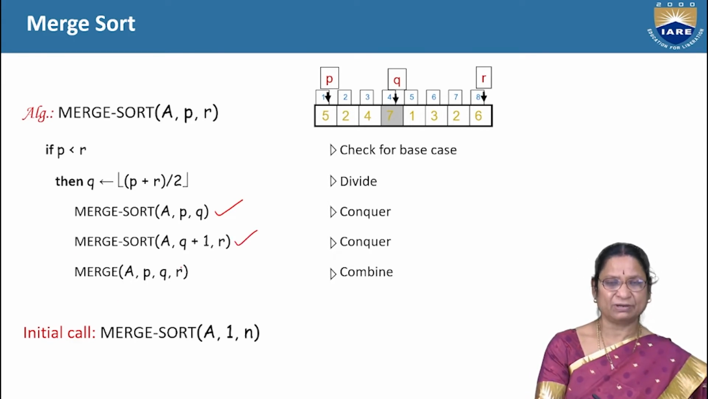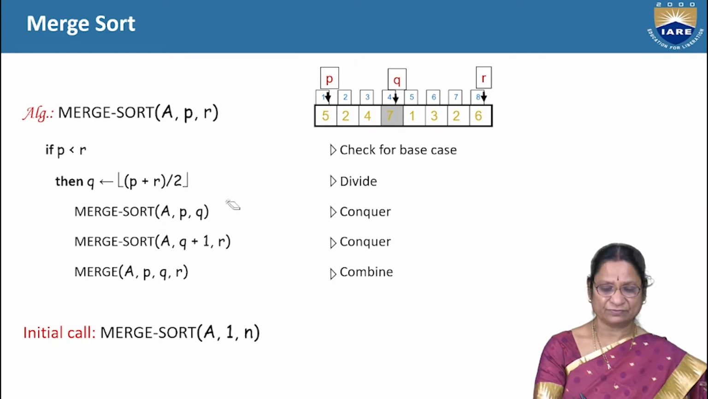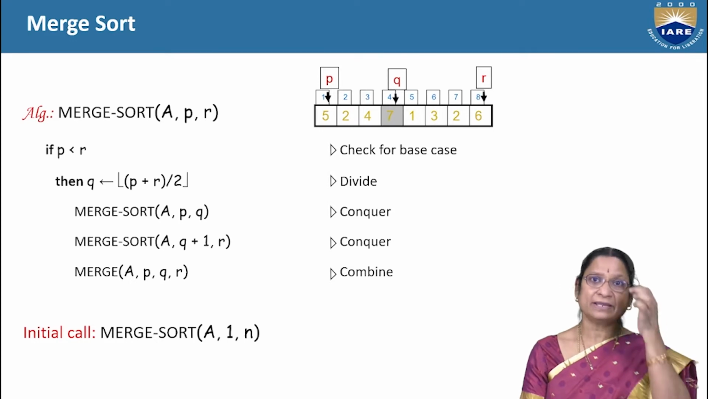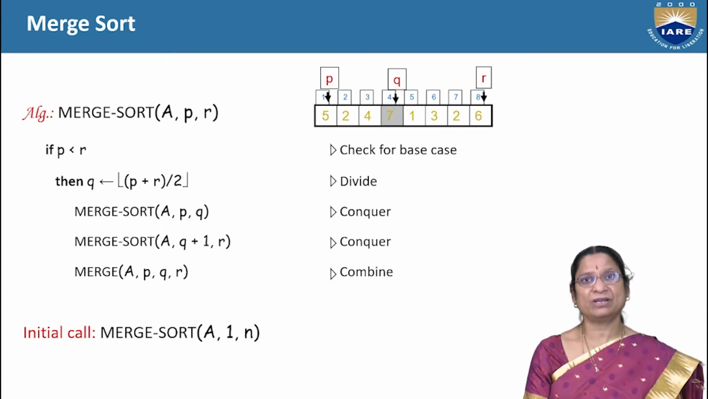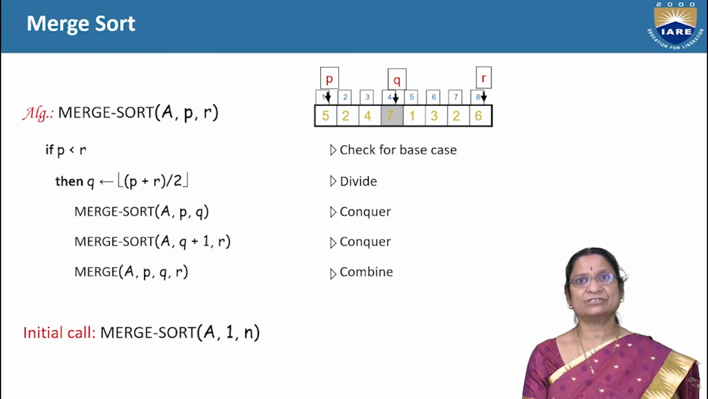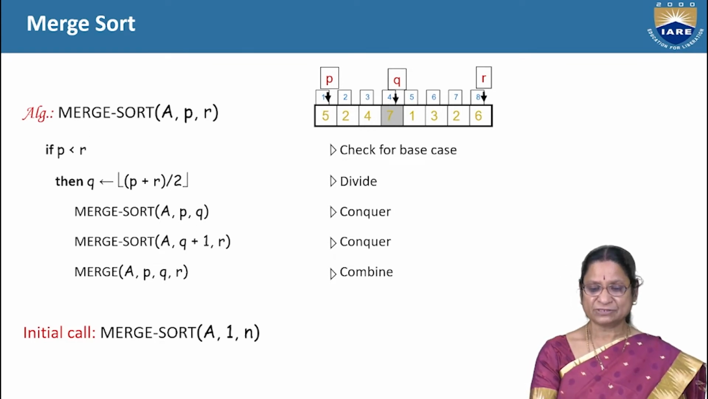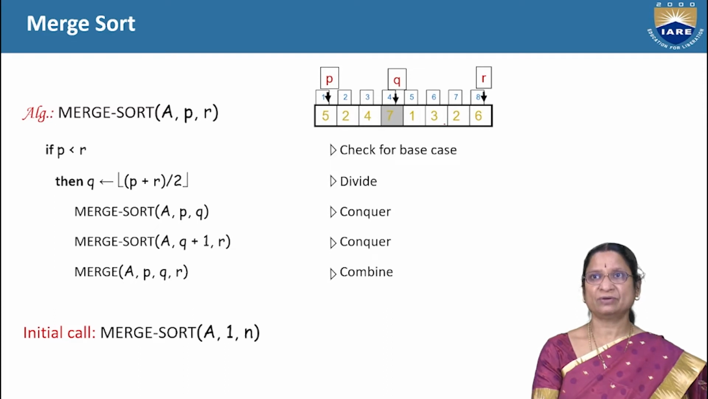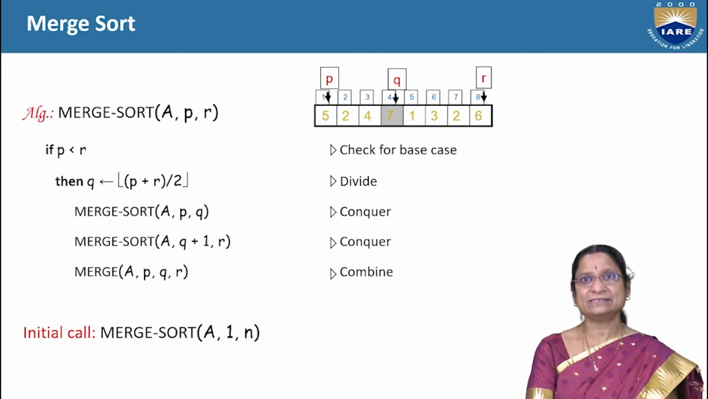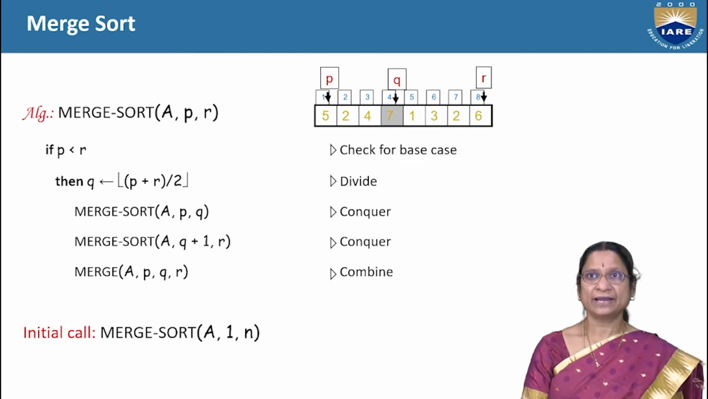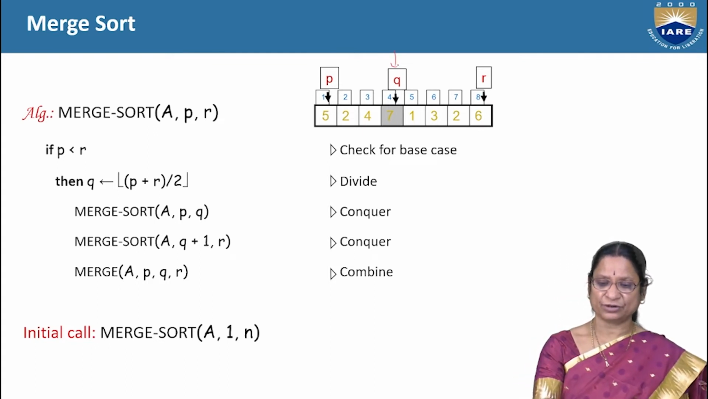Again, we are using this merge operation. How it works, we will see. The initial merge sort call will be with A, lower bound 1 and upper bound n, or in some languages lower bound 0 and upper bound n minus 1. If you observe here, 5, 2, 4, 7, 1, 3, 2, 6, P is 1 and R is 8. (1 plus 8) by 2 is 4.5. The floor value you have to consider, so 4. So Q is 4 now.